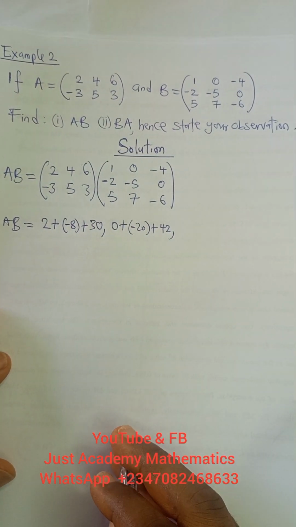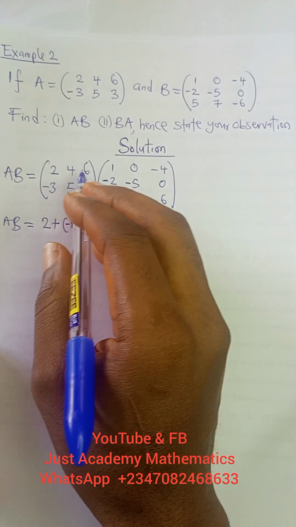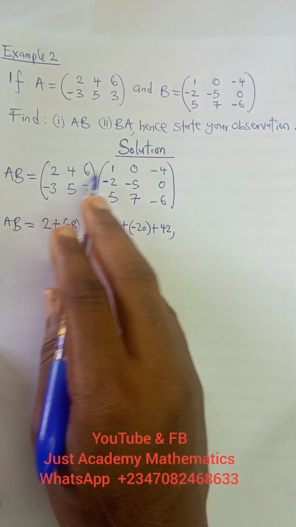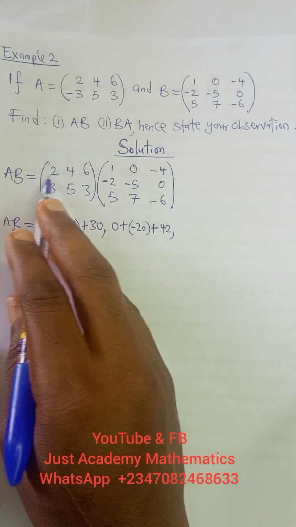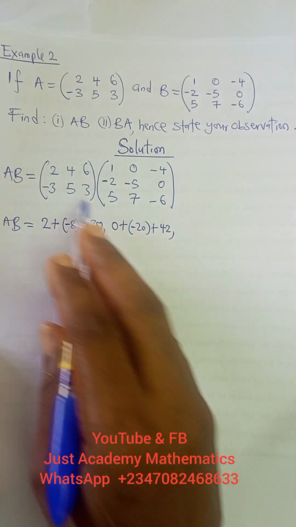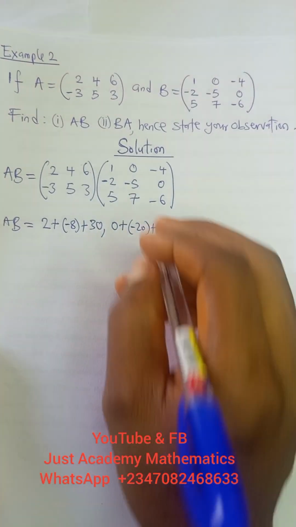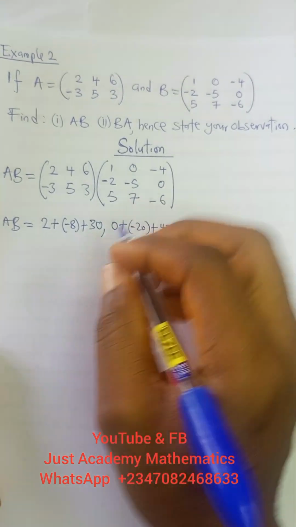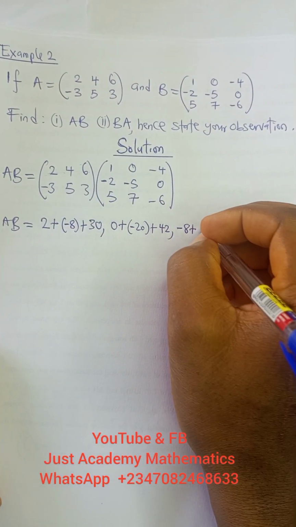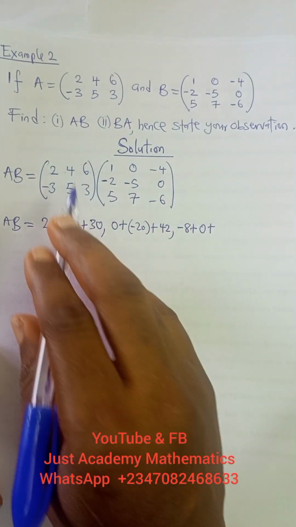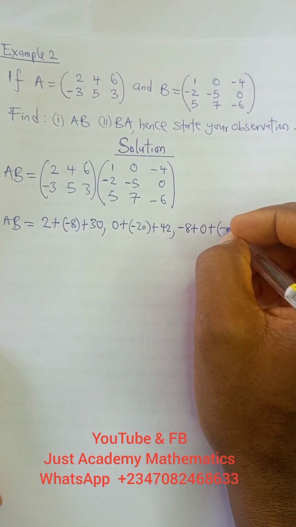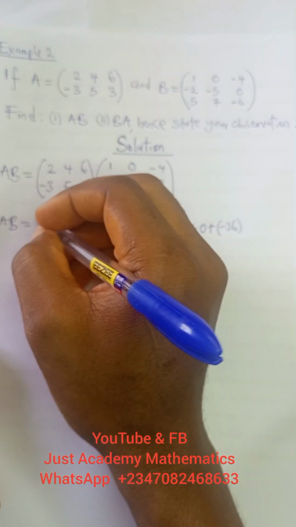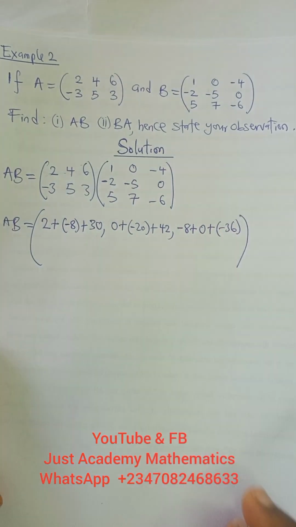So for the last, we take this same first row times this third column. You can see first row times first column, first row times second column. Now first row times what? The third column. Let's go. 2 times minus 4, minus 8, plus 4 times 0, 0, plus 6 times minus 6, minus 36. Are you with me now? So that is the multiplication. We can put everything in a big bracket now.